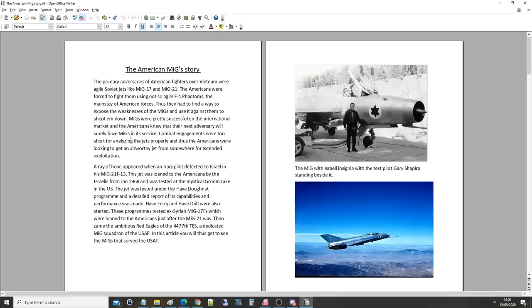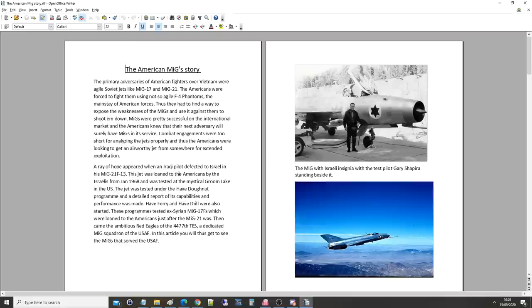Combat engagements were too short for analysing the jets properly, and thus Americans were looking to get an airworthy jet from somewhere for extended exploitation. A ray of hope appeared when an Iraqi pilot defected to Israel in his MiG-21 F-13, that's HAVE DONUT.